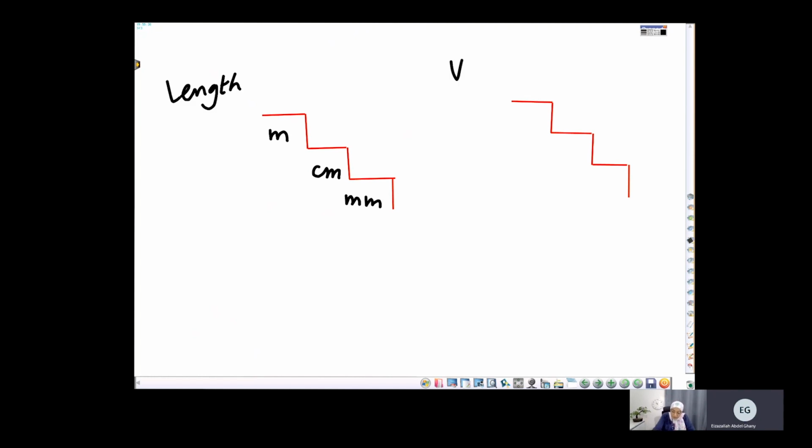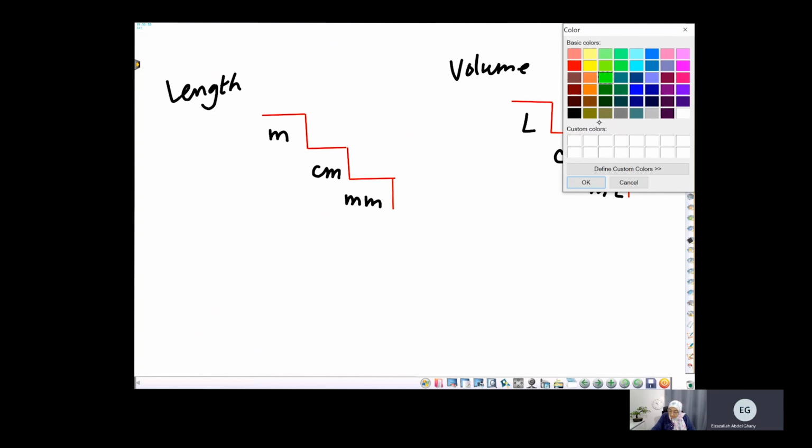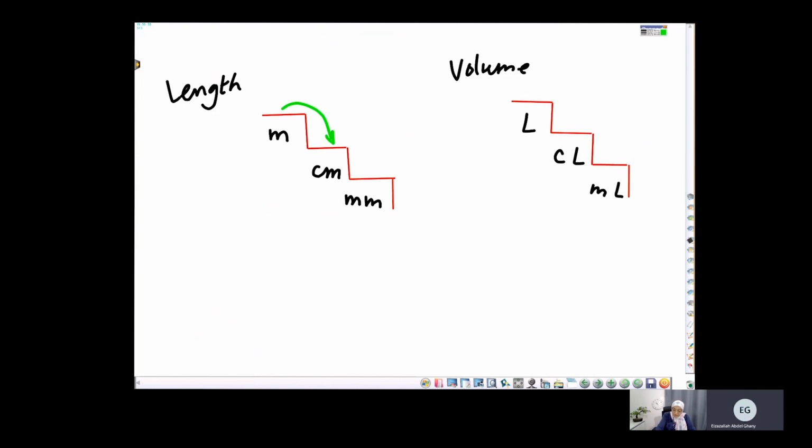For the volume, he wants to copy also. He wants a liter and a centiliter and a milliliter. So we will use the same units, the same values of conversion. From meter to centimeter, we multiply by 100, and this is the last two steps in the stairs. And from centimeter to millimeter, you just multiply by 10. So it is the same language.